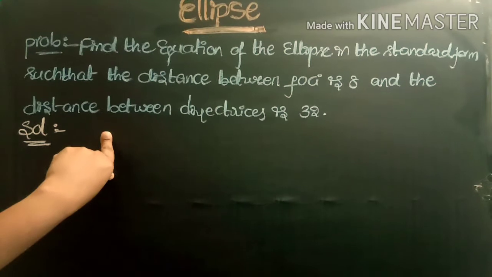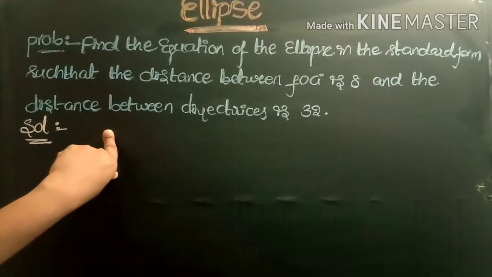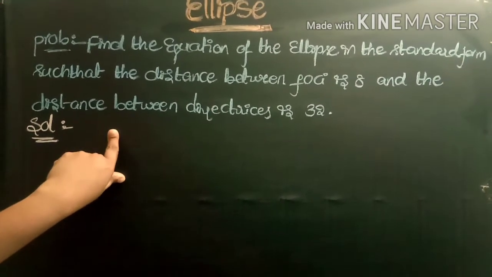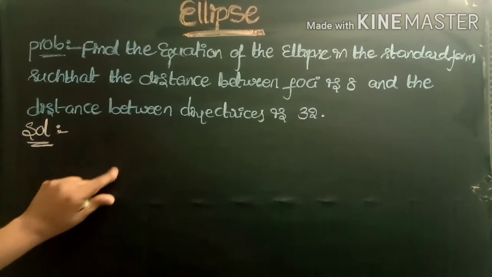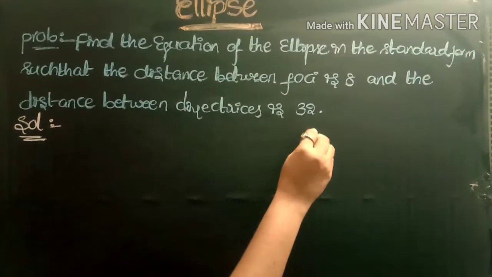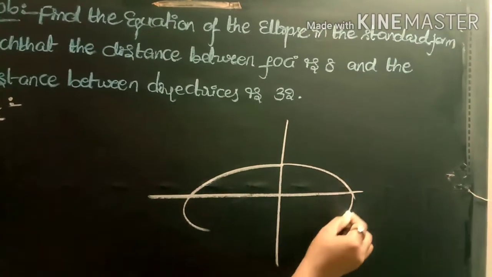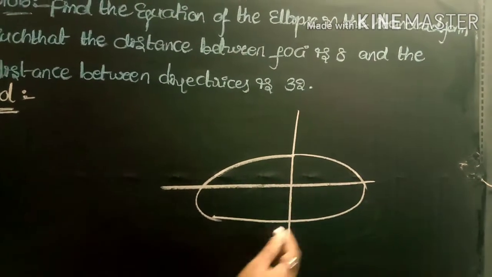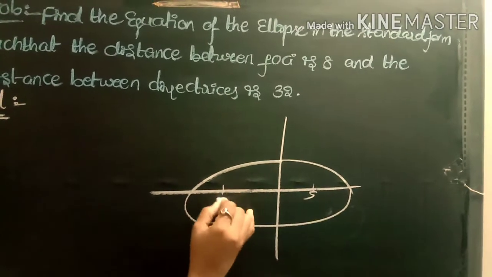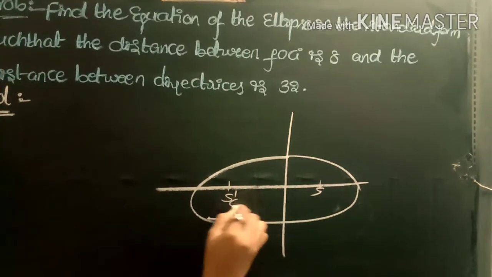Next problem: find the equation of the ellipse in the standard form such that the distance between foci is 8 and the distance between the directrices is 32. Find the equation of the ellipse in the standard form. Here also we are finding the equation of the ellipse in standard form. Now this is the diagram of the ellipse. Given the distance between foci is equal to 8, S comma S dash are the foci points, the distance between them.